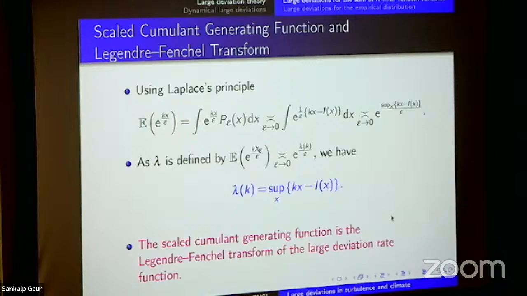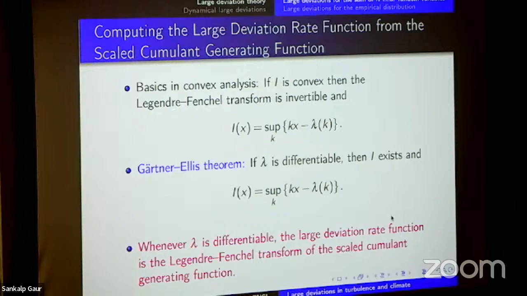There is a very general result, based on the basics of convex analysis, that tells you that if I is convex, then the Legendre-Fenchel transform is invertible, and I of x is actually the supremum over k of kx minus lambda of k. But I has to be convex.